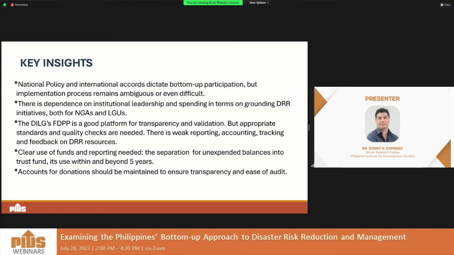Clear use of funds and reporting is needed. The separation for unexpended balances into trust fund and its use within and beyond 5 years need to be clarified as well. So accounts for donations should be maintained to ensure transparency and also ease of audit on the part of the national government. And of course, on the part of COA.